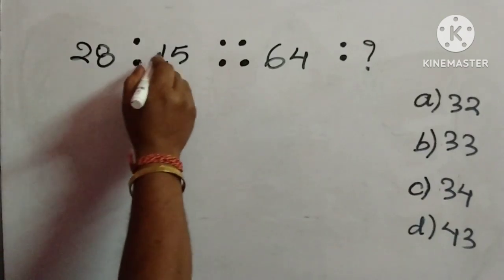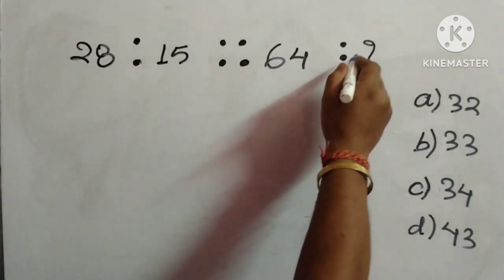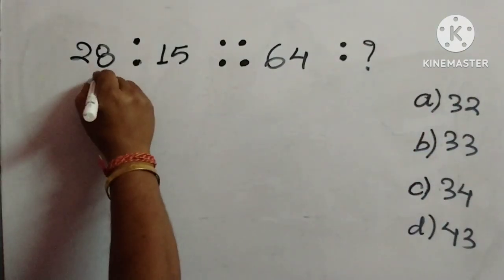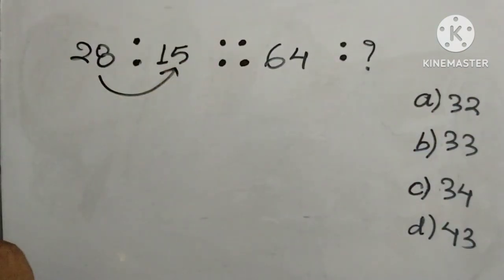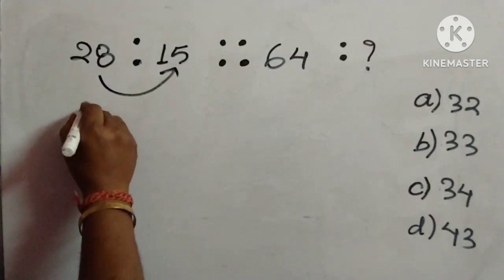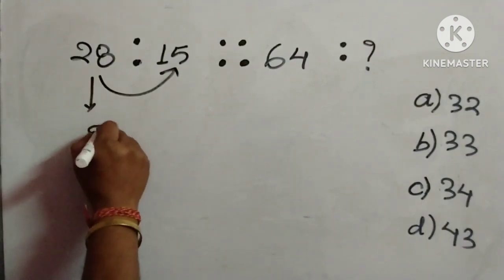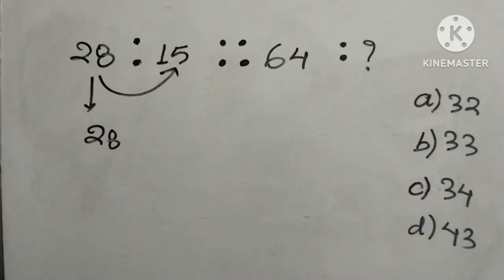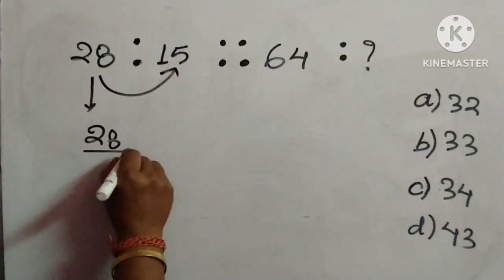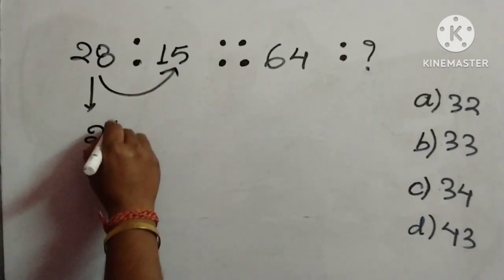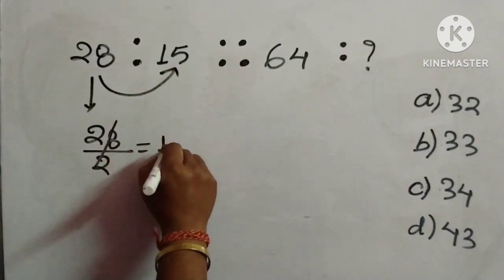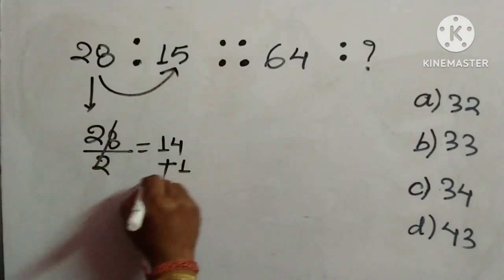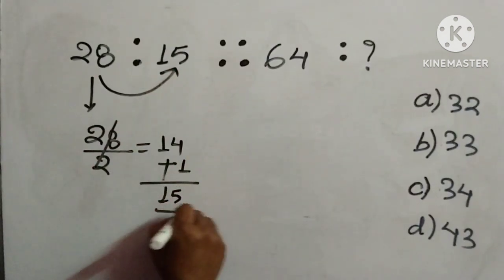Next question, 28 is to 15 is equal to 64 is to what? We have to find out this number and the 4 options are given. Now we will try to get 15 out of 28. So see, we will pick this one, 28, and how we can come closer to 15. Now see, if we will divide 28 by 2, so what is the result? 14. And now in order to get 15, what we have to do? We have to add 1. So we are getting 15.